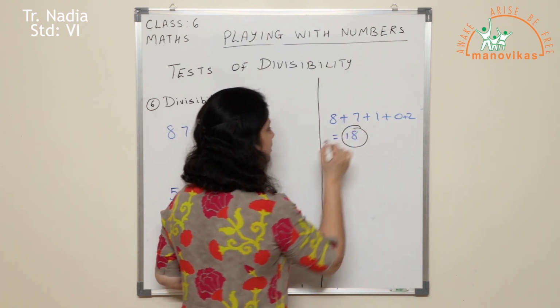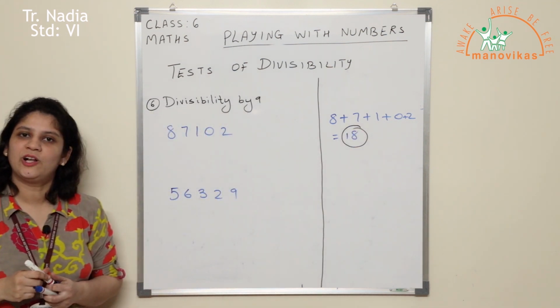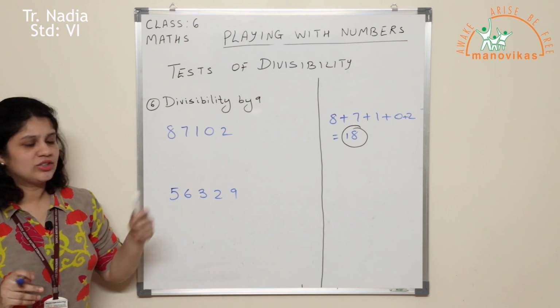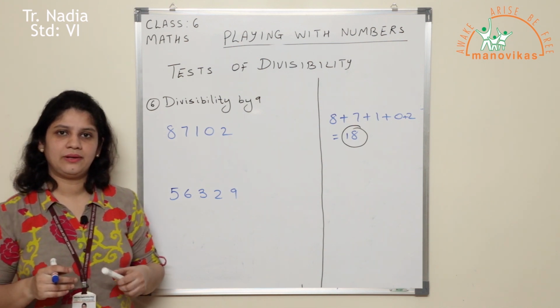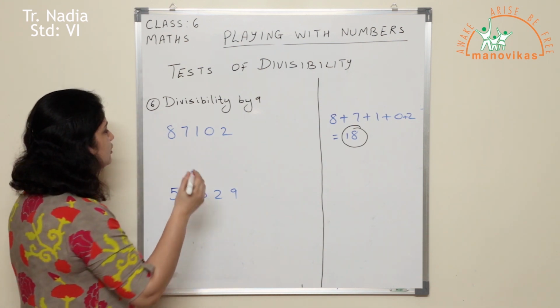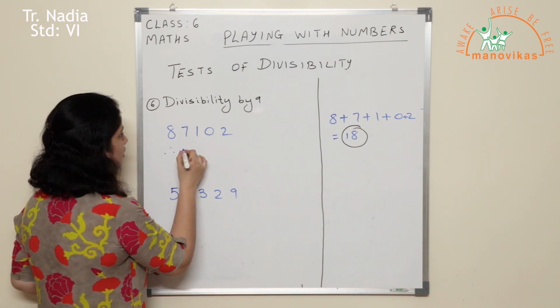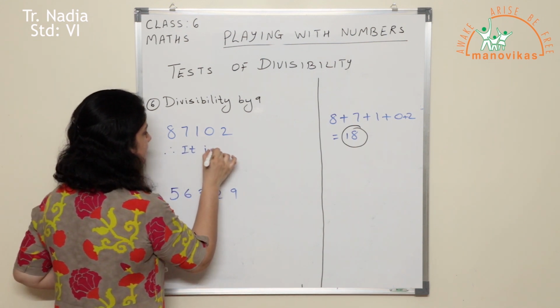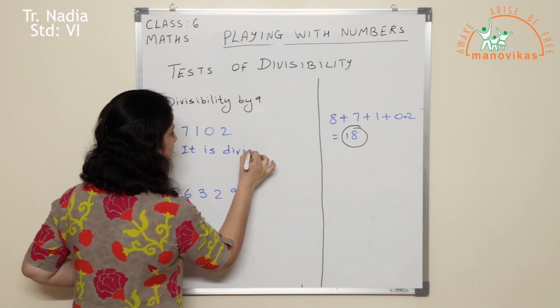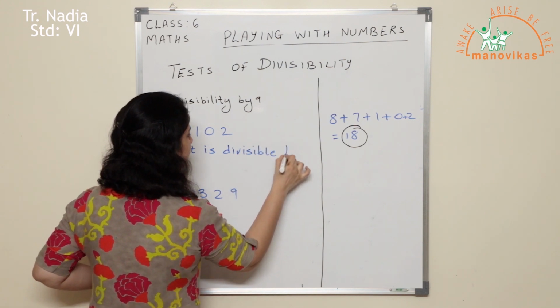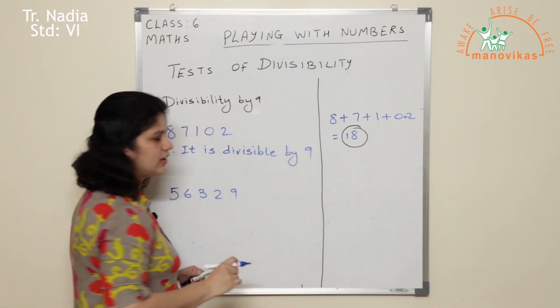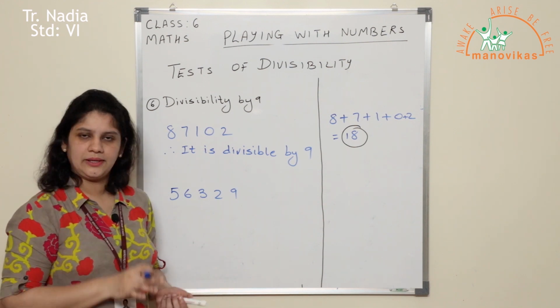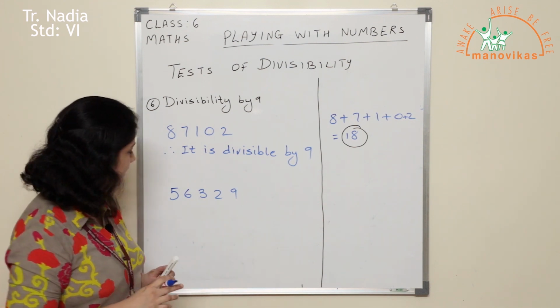Now this total you all have to check whether it's a multiple of 9. Okay. So does 18 come in the 9 times table? Yes, it does come. So we can say therefore it is divisible by 9. Okay, so you have to add. If the total is a multiple of 9, the number is divisible by 9.